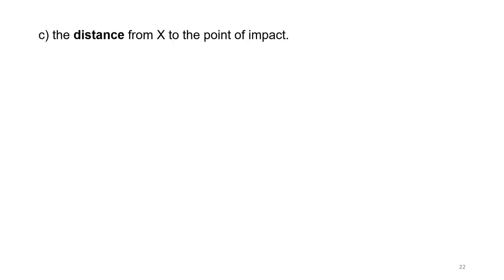Now question number C, calculate the distance from X to the point of impact. Distance symbol as X equal Ux T. Substitute value Ux 50, T 7.82. We get the distance 391 meter.